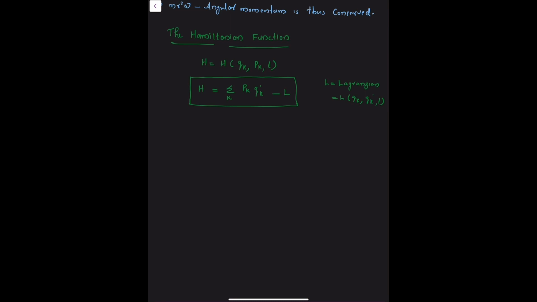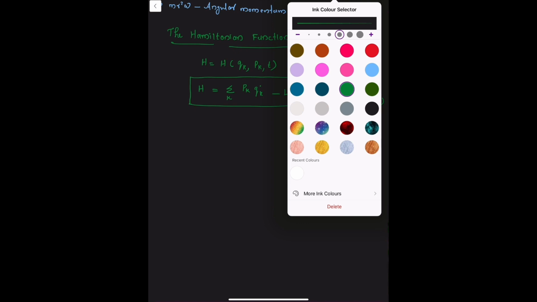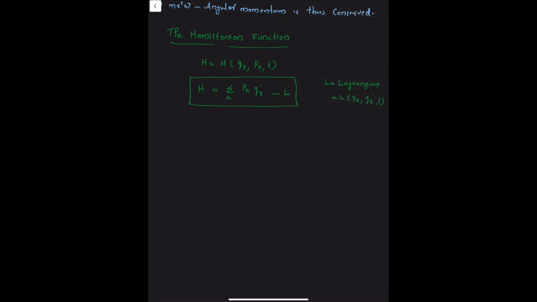In the next section, we will see how to prove this equation. We can define the Hamiltonian function as sum over k pk qk dot minus L, where L is the Lagrangian. Next is the derivation for the expression H. We will arrive at the above equation, sum over k pk qk dot minus L. So how can we arrive at that equation? The derivation of the expression for the Hamiltonian function H.